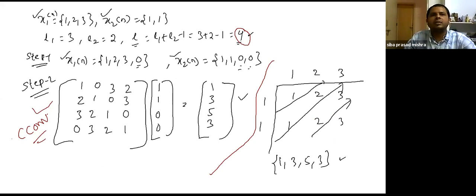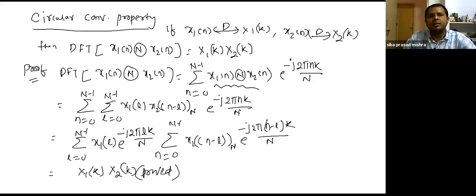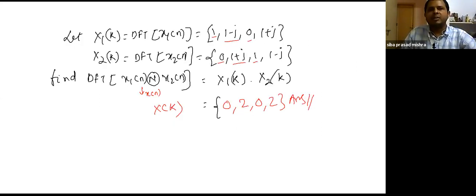Now after that we discussed the circular convolution property, that is, the DFT of the circular convolution between two sequences equals the multiplication of the individual DFTs. The proof I also gave, it is very simple. After that we did one simple direct problem based on this property.